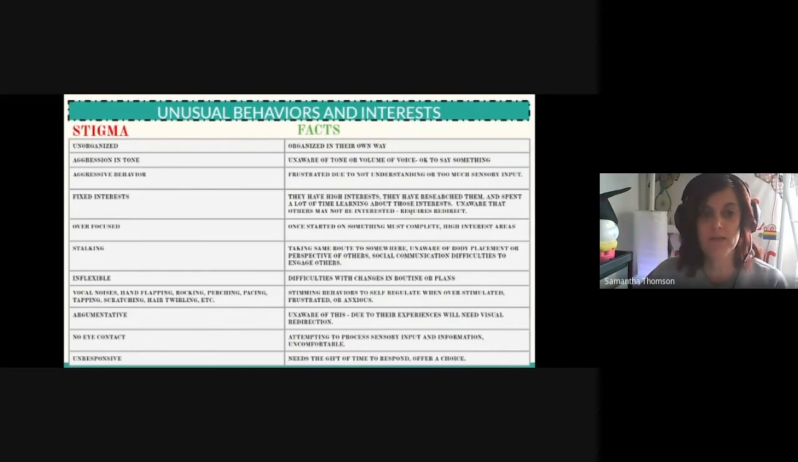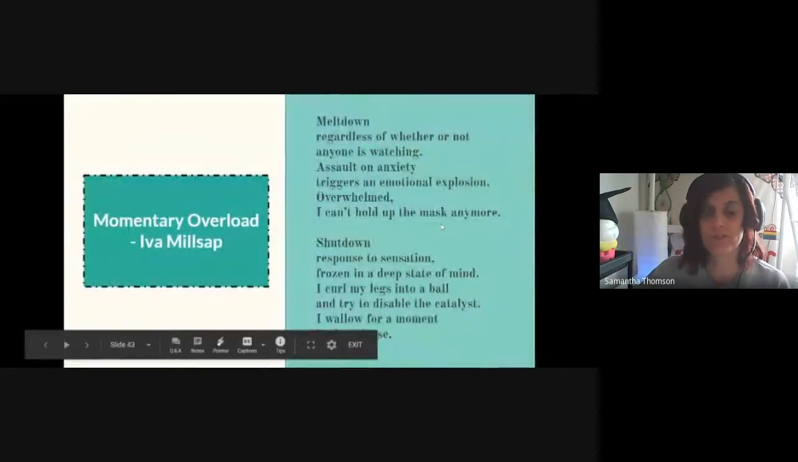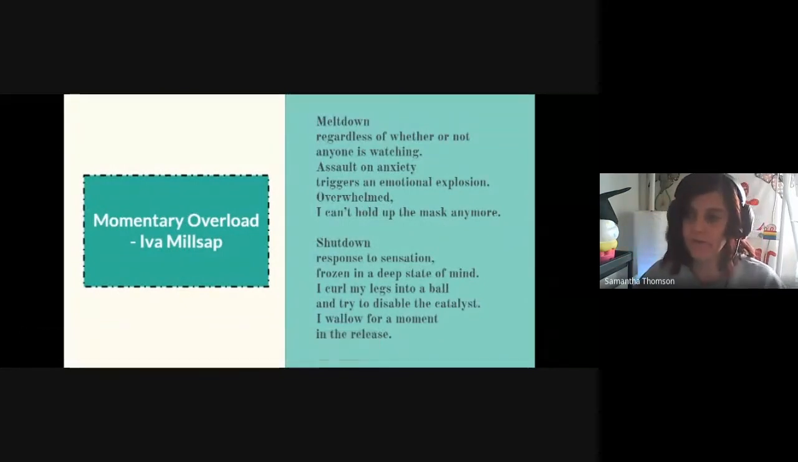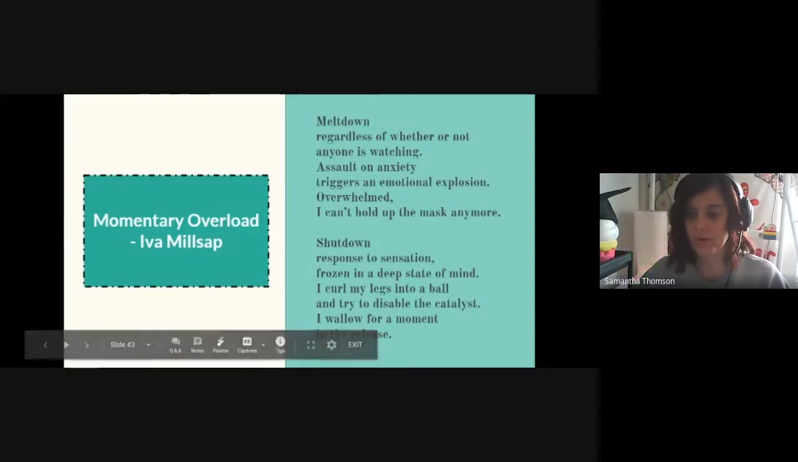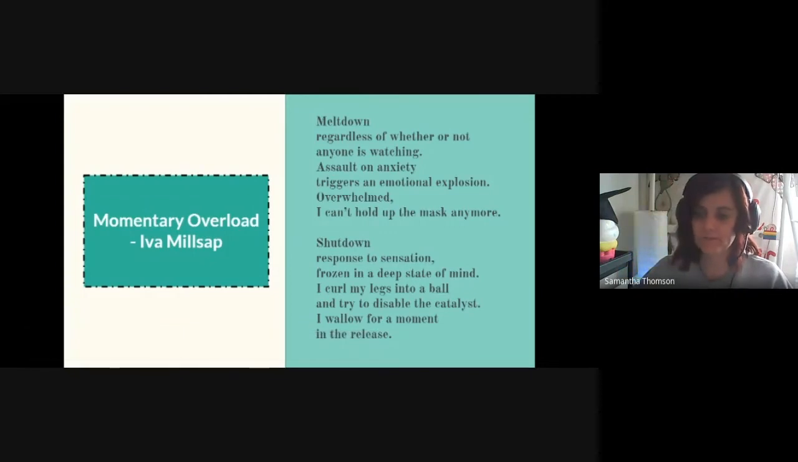So next up is Iva, our Vice President of ACCess Autism. She's a phenomenal writer, and she is actually wanting to be a librarian in her future. So we will hear her take on meltdown and shutdown through her poem. Take it away, Iva.